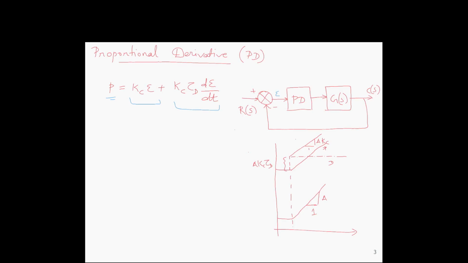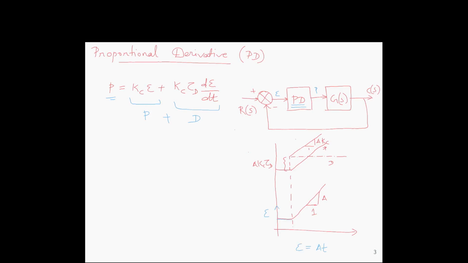The output of the proportional derivative controller will be P, and P will be Kc into epsilon plus Kc into tau d d epsilon by dt. Now what is the significance of adding this component? So the proportional as well as the derivative component. Suppose you have some error which is changing like this. So the error is a into t, and the error is changing like this. Until this point it is constant, and then it is at.